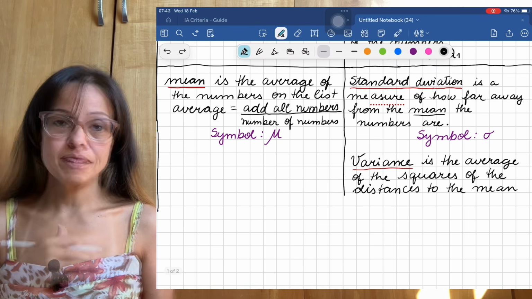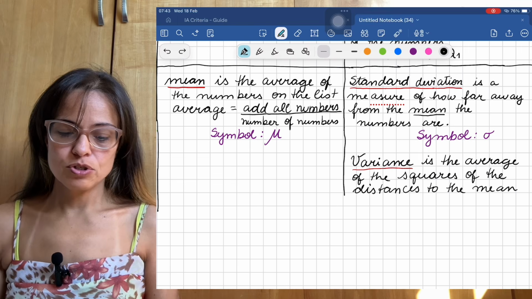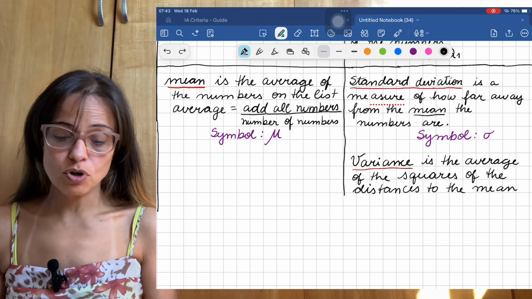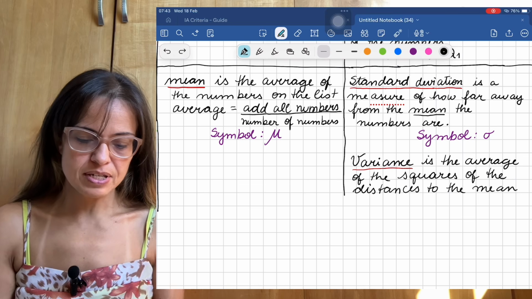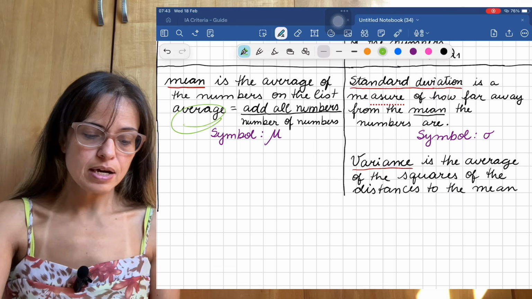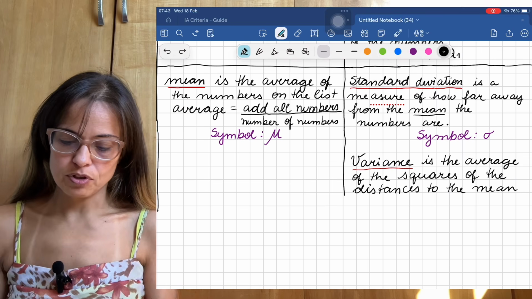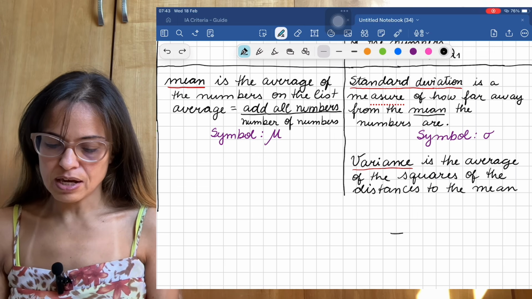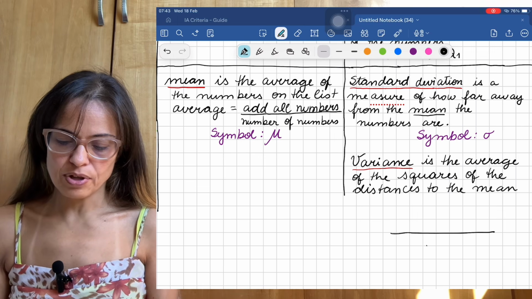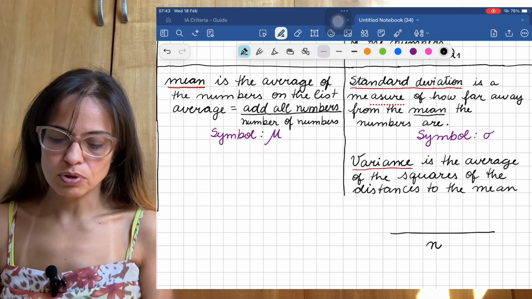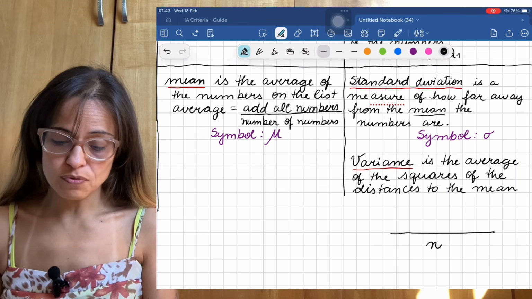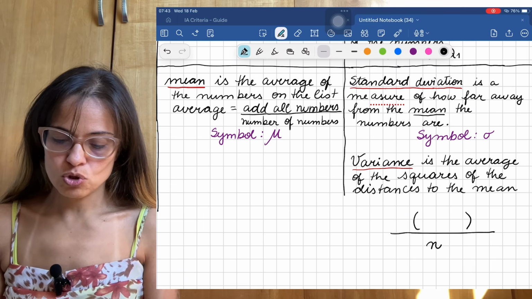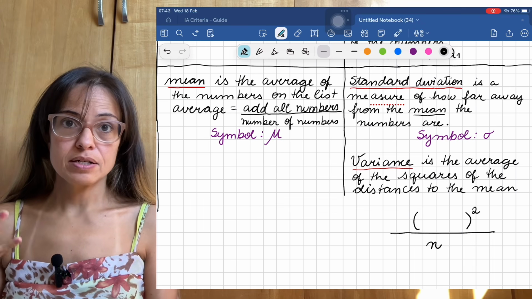So we can turn that sequence of words into a sequence of symbols to write down a formula for variance. So it is an average, right? And we know from the left side here that average is add everybody and divide by the number of numbers. So let's divide by the number of numbers. Let's call that n. I think it's a reasonable letter. And we're going to average the squares of something. So something squared being added up here.